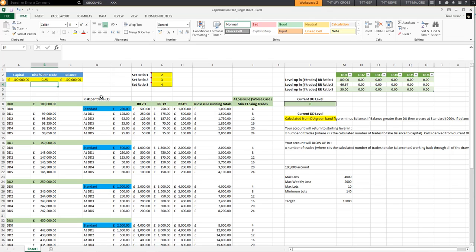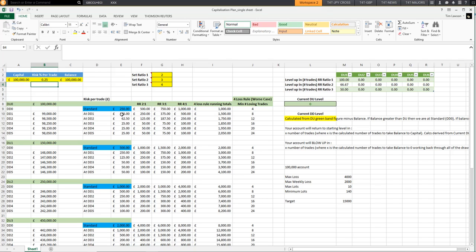So again, these figures are what suits me. It might well suit another trader to have a completely different risk per trade, but this is what I've decided to do, at least in the early stages, hoping to up the trade sizes to accelerate towards a $15,000 target over the next few weeks. But anyway, that's a slight digression.